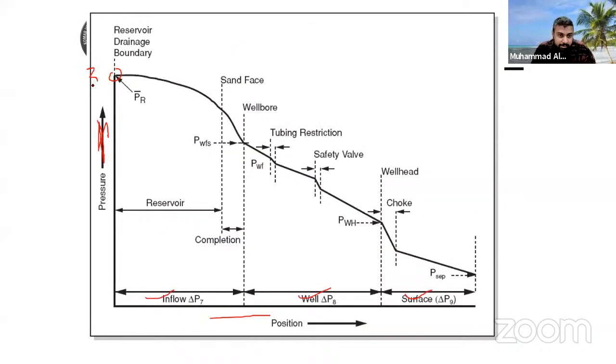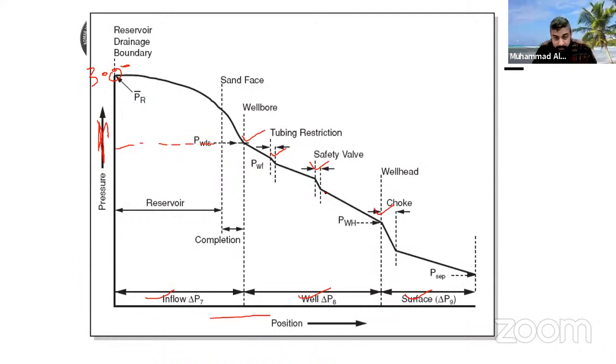Let's imagine we have a pressure of 3000 psi in the reservoir. Till it reaches the wellbore, see how much pressure is lost. Maybe we lose at least 800 to 900 psi here. Then we have some restriction in the tubing, and the pressure is reduced here.